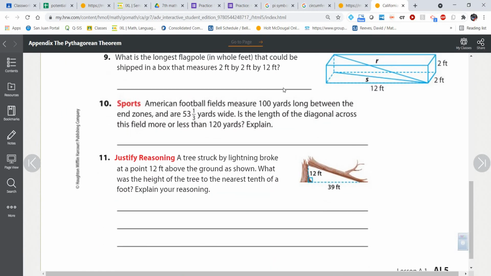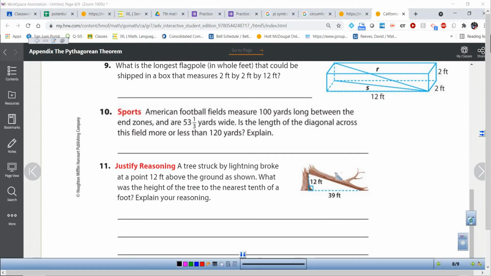All right, I'm going to skip to this broken tree one. This poor tree got struck by lightning 12 feet above the ground. What was the height of the tree? All right, here's a case where you have to read the question carefully because it's asking for the height of the tree. Well, the height of the tree is going to be 12 plus c. So h is equal to 12 plus c. So we're going to find c and then we're going to add it to 12.